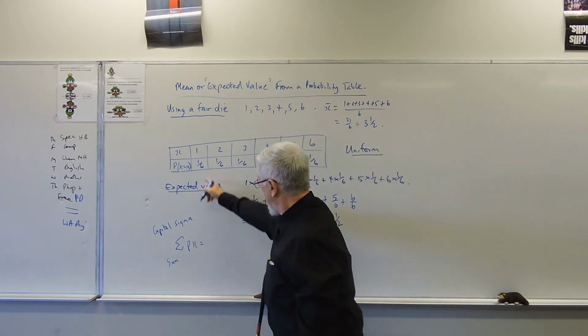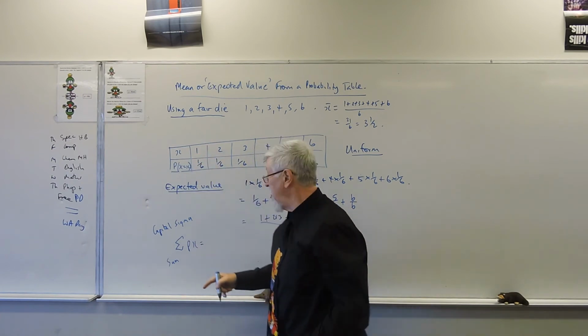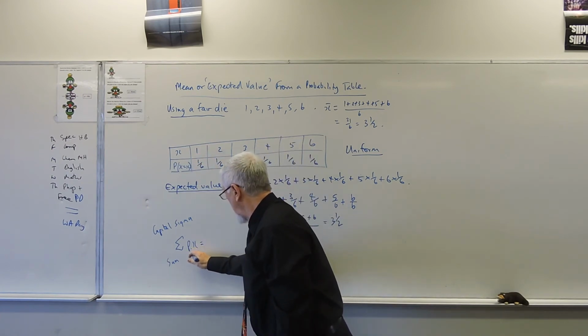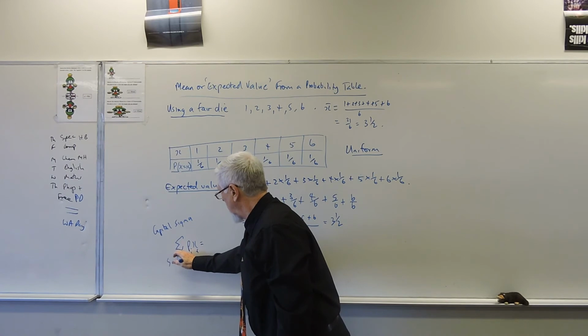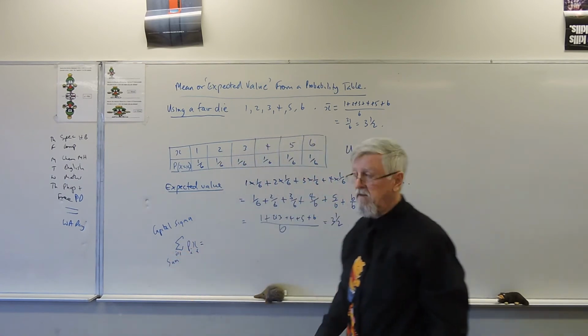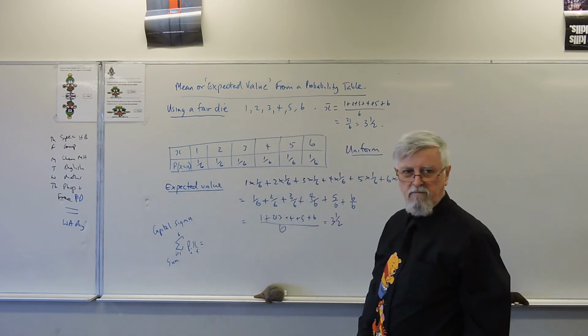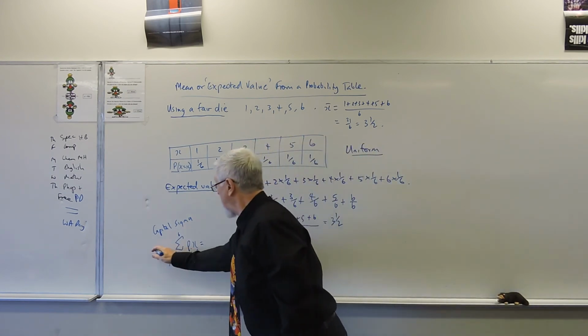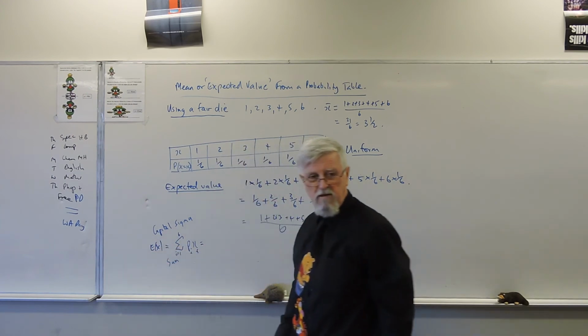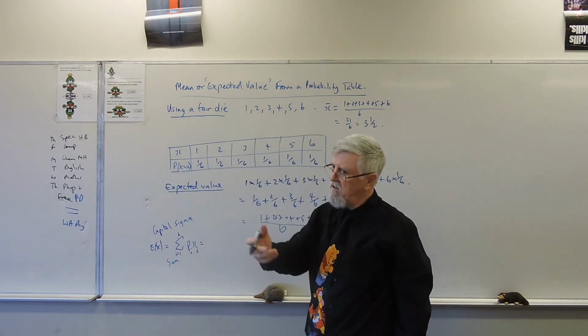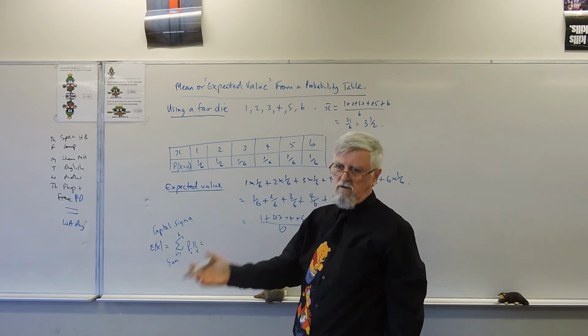So what have we got? The probability times x. Now really, if we're fussy, you put a little i there, and we want the i to go from where to where? 1 to 6. So there's your formula for expected value. Now we just call it E of X, which just means the expected value, which is also the average or the mean.